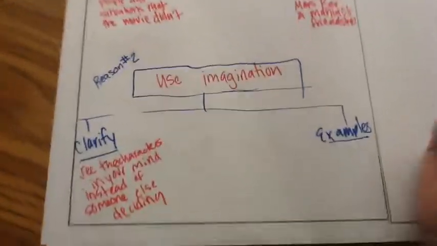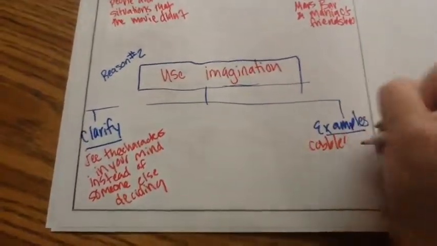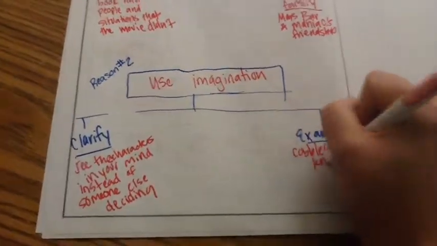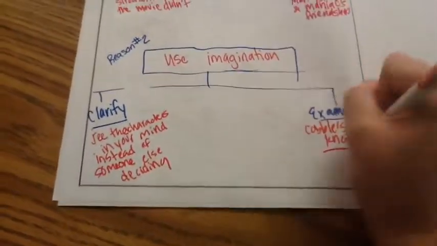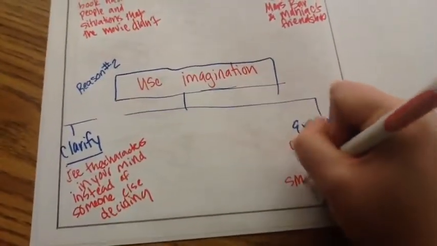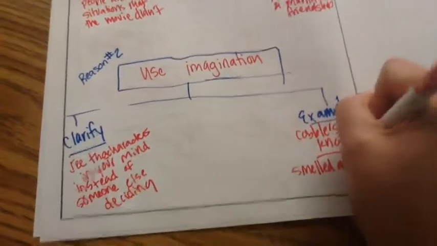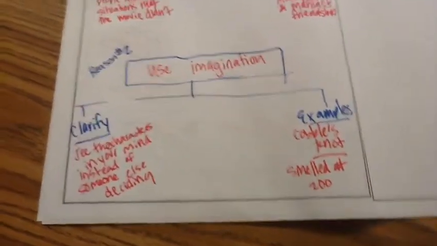So an example of this for me is that I could really imagine how Maniac undid Cobble's knot, whereas in the movie they showed me that really unrealistic view of it. I also would talk about imagining how Maniac smelled at the zoo as another example of this. Alright, and then I'm ready to create my third tree map for my third reason. And that's going to go on the second page.